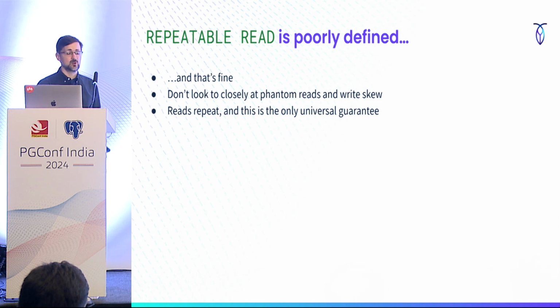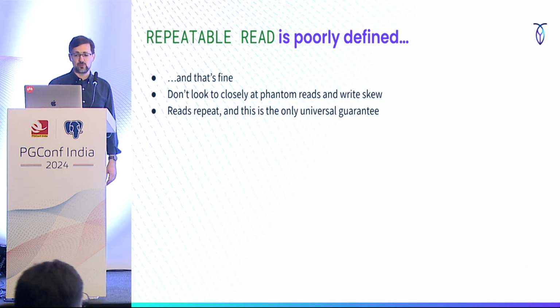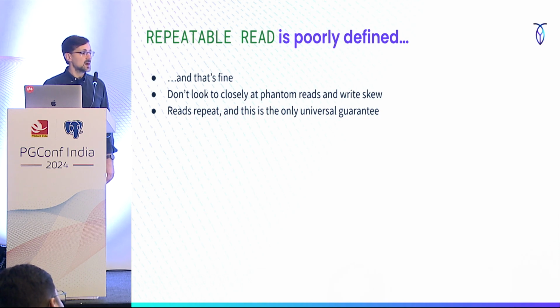My answer to this is that repeatable read is poorly defined in the SQL standard, and that's basically fine. We've been living with this for 30 years now, and we've built applications on top of databases. They mostly work. And that says that the exact details, phantom reads and write skew, are not the important thing. The important thing about repeatable read is that your reads are repeatable. If you do the same read twice in a repeatable read transaction, you're going to get the same results. That's really the only thing you can count on from repeatable read, and that's an important block to build on.